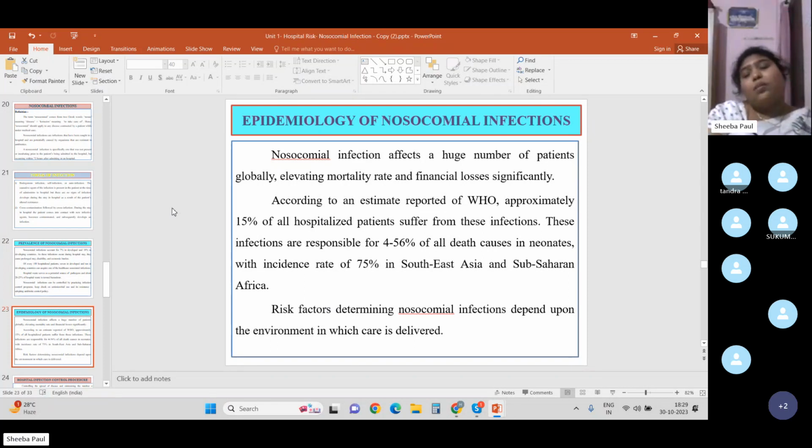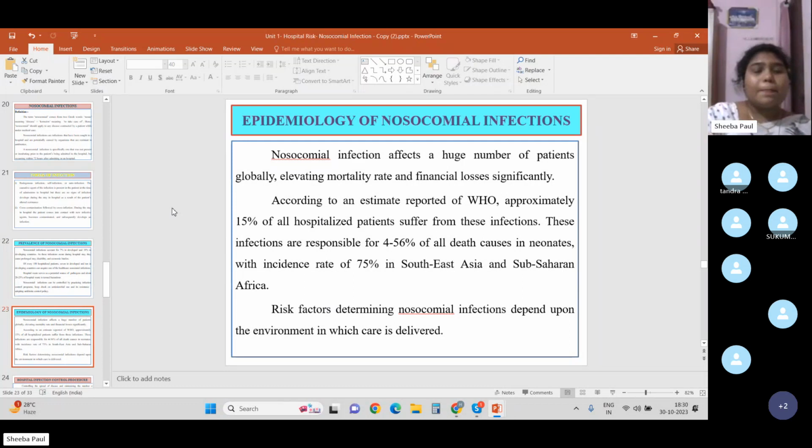Risk factors determining nosocomial infections depend upon the environment in which care is being delivered. And a nosocomial infection is not only due to the stay, it is also because of the type of care that is being delivered. If for dressing they are not following proper sterile techniques or aseptic techniques, ultimately the person is going to land up in one or the other infection because of the contaminated equipments and contaminated solutions or kit, whatever they are using. And it also can be a cross contamination from a medical fraternity to the patient if they don't do proper hand washing before and after dealing with patients.